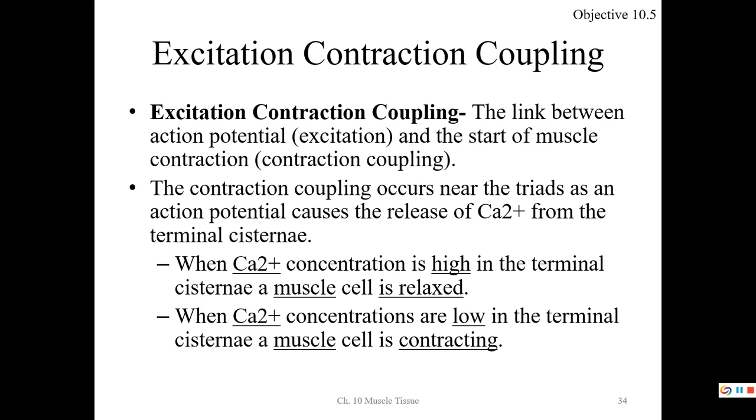So, what we're going to start with is excitation contraction coupling, which we talked very briefly about. The excitation contraction coupling is how we're going to link what happens with the neuromuscular junction and how muscle contraction happens between the action potential that happens on a muscle fiber, the excitation, and the start of a muscle contraction. How does that happen? Now, very important, this happens near triads because that's where the action potential goes down the T-tubule into the terminal cisternae that dumps the calcium from the terminal cisternae.